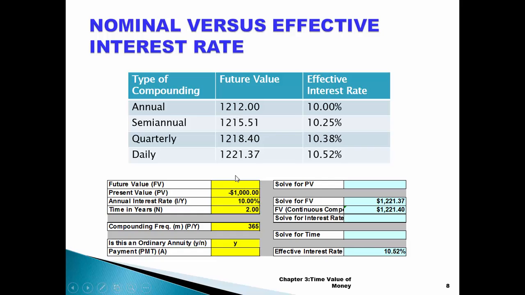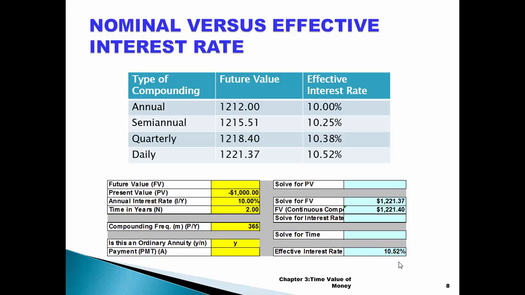The annual rate, right, $1,000, 10% for 2 years. In this case, I have a picture of 365 days. Well, you earn $1,221, right, which is more than any of those amounts, so it must have a higher rate of return. So if you look at this, the annual rate goes from 10%, semi-annual is 10.25%, 10.38% is quarterly, and of course, in the end, this daily rate shows that the effective interest rate is 10.52%.